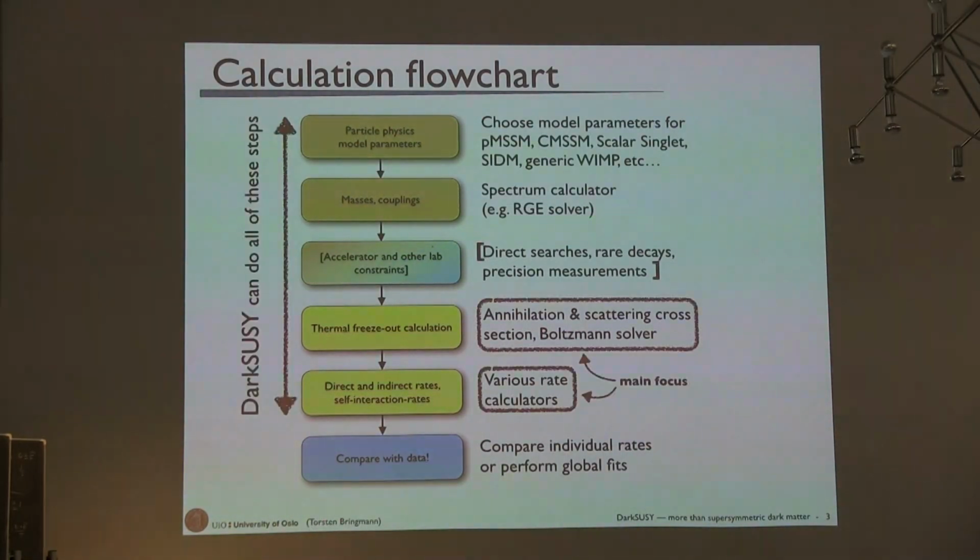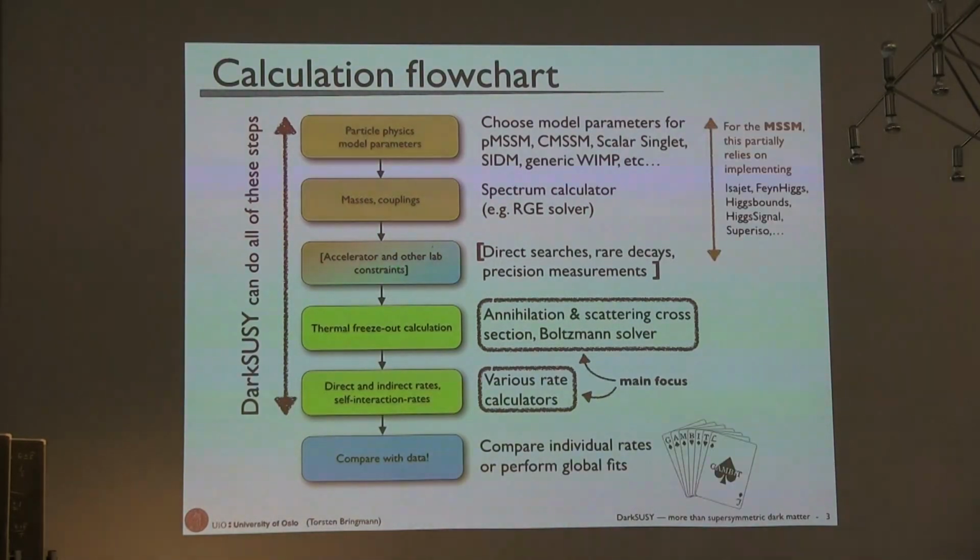So which part does DarkSUSY cover here? Well, almost all of this. Very little focus on accelerator constraints. This is basically linking to external tools. Strong focus on these parts, and definitely not this part. So it's about a rate calculation, which you then can link to tools that do global parameter scans like Gambit, for example. So that's basically the general framework.